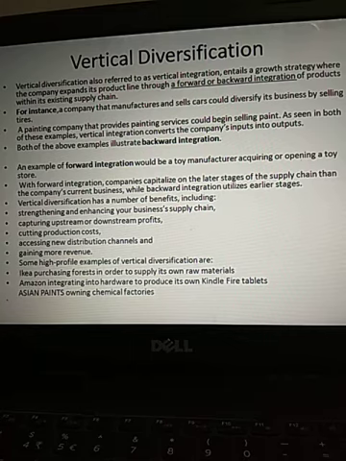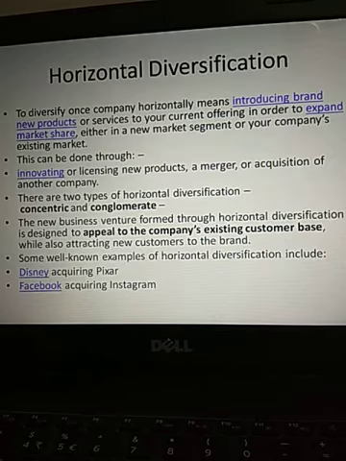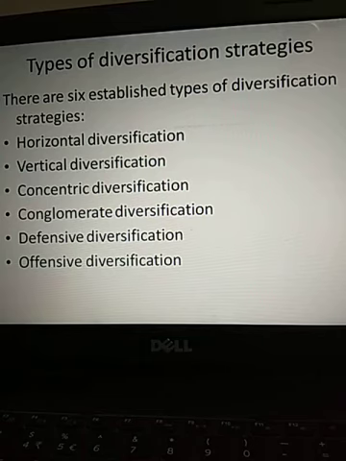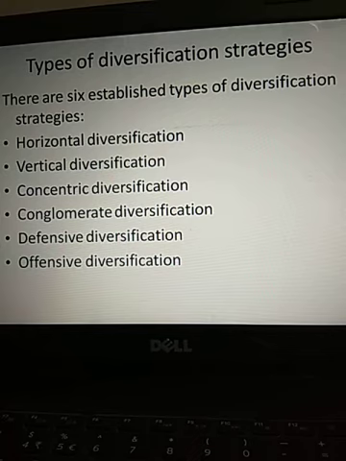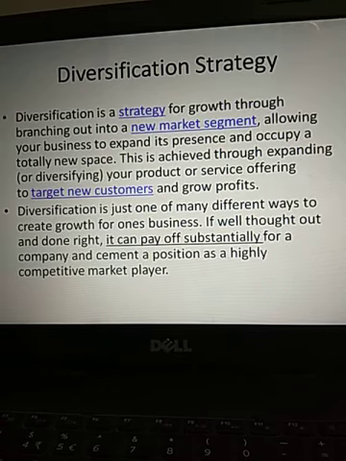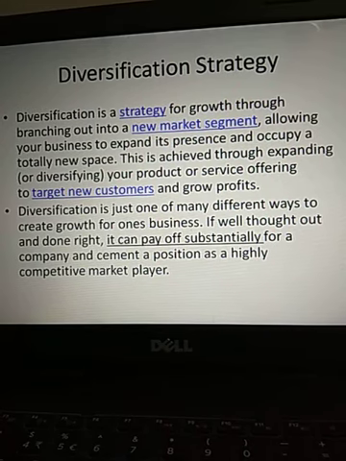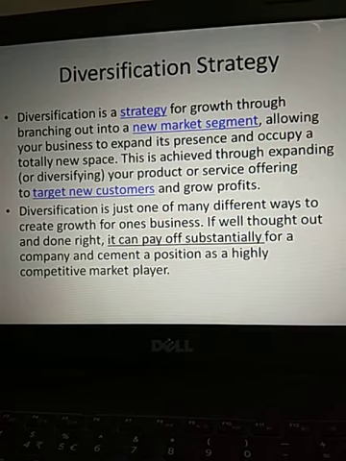So now I'm going to stop here. The rest of the things we will discuss in the next class. Till now we discussed vertical diversification and horizontal diversification. So what are the types of diversification? Today we covered horizontal and vertical diversification. Tomorrow we go for concentric, conglomerate, defensive, offensive kinds of diversification. So what do you know about diversification strategy? Branching out into new segments, new markets.